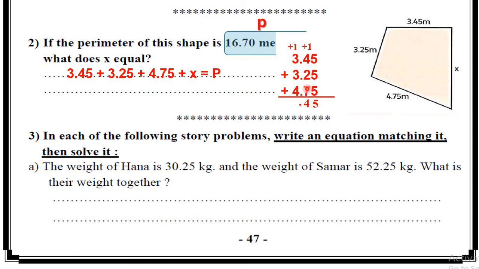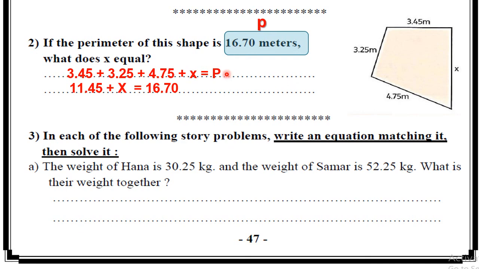And now put the decimal point in its place. And here, 1 plus 3 is 4. 4 plus 3 is 7. 7 plus 4 is 11. So we have here these three sides equal 11.45, plus x equals the perimeter. The perimeter is 16.70, so we will write it here: the sum of the three sides, the variable, and the perimeter. Now we need to find the value of x, or solve the equation.